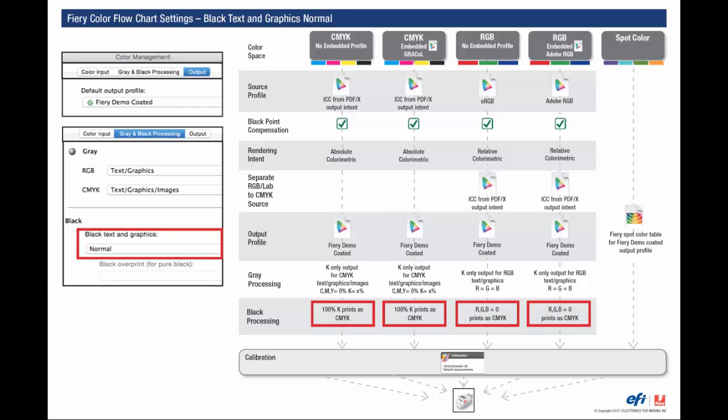Finally, I could disable processing for black text and graphics by setting it to normal, in which case the solid black page objects, whether RGB or CMYK, will be color managed into CMYK output. This is probably not going to give as good an appearance as printing 100% black, and as we said earlier, this will result in a color click charge.